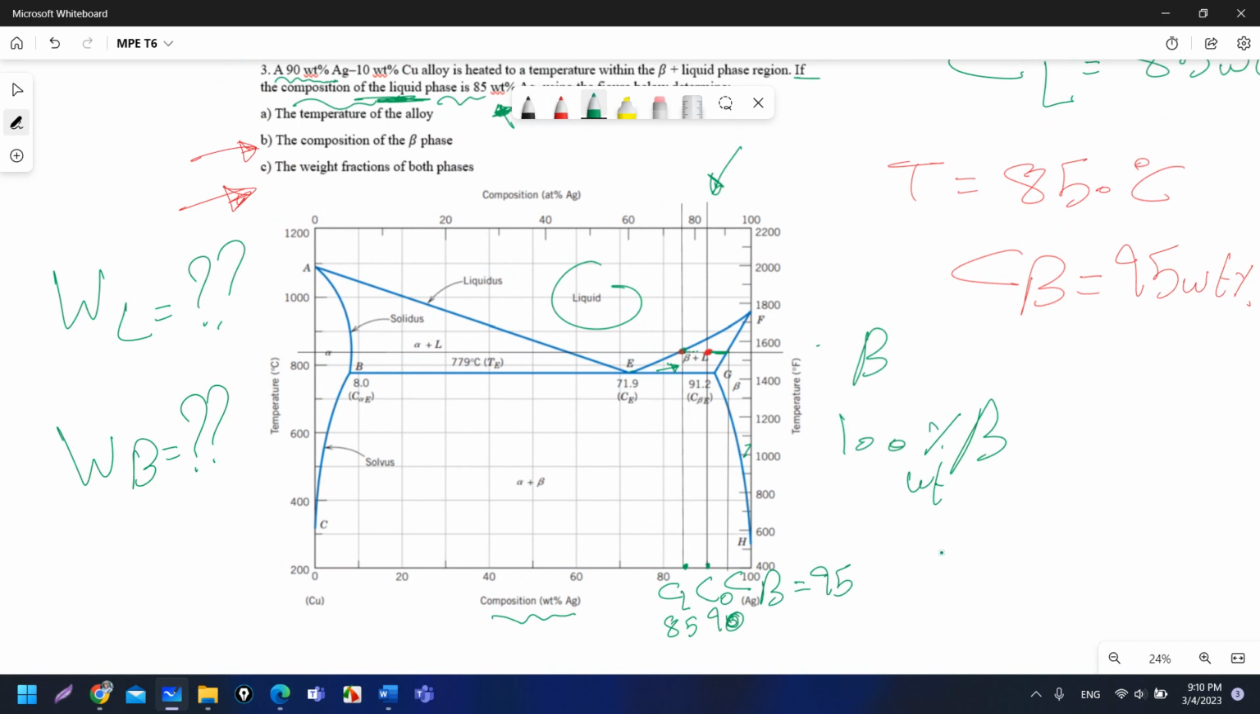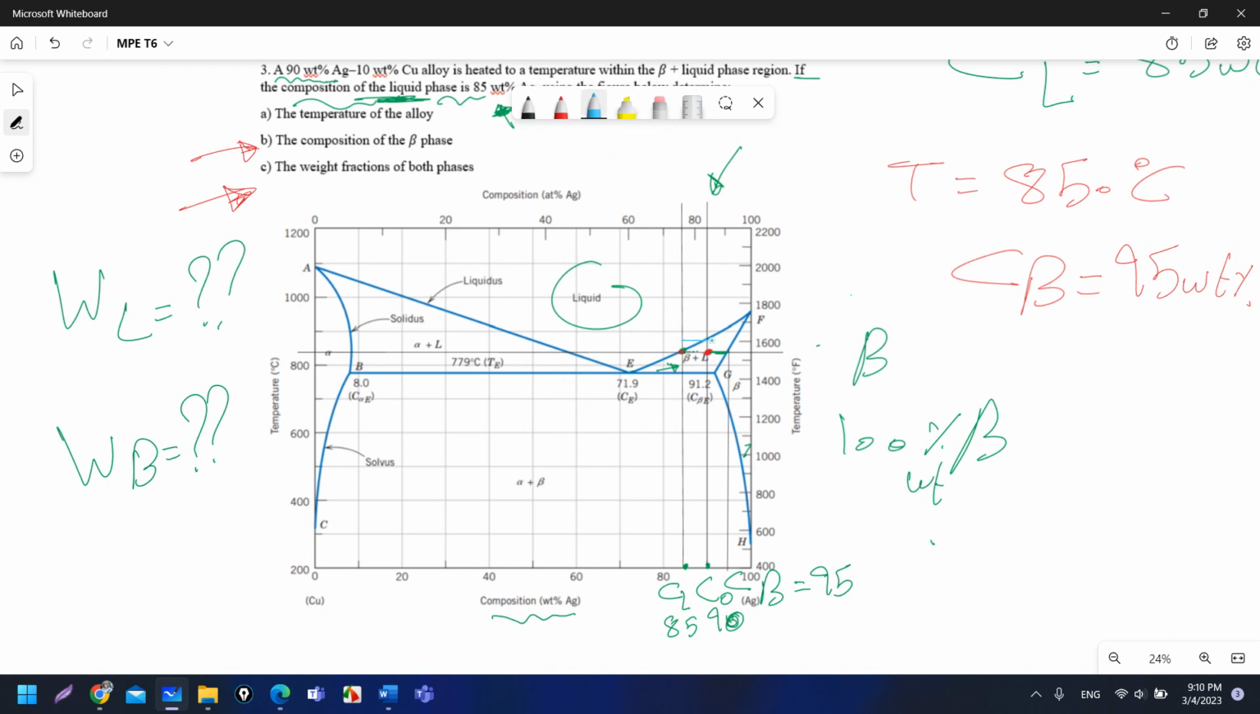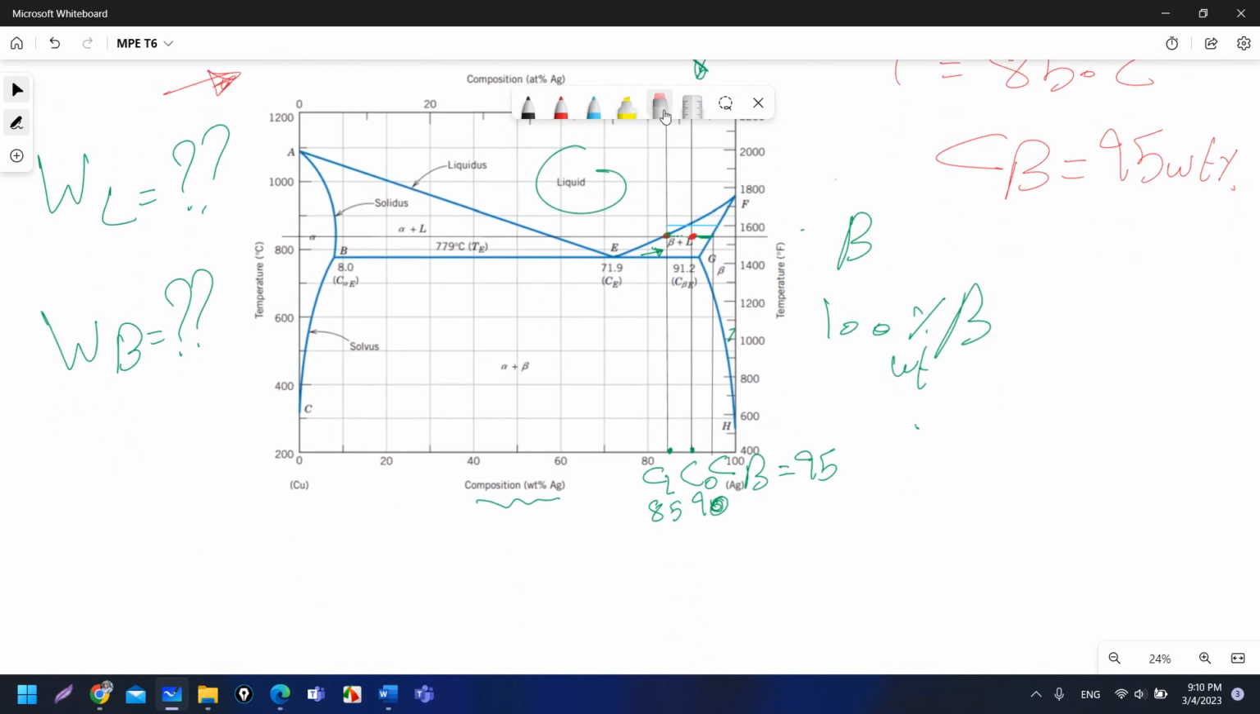The lever rule, in order to calculate any weight, it is the ratio between the lines. I have the total distance from the liquid to the beta phase, which is this line. Okay. Let's draw it down. It's better. I think it will be more clear. So here I have what? I have this one is C liquid, and this one is C0, and this one is C beta.